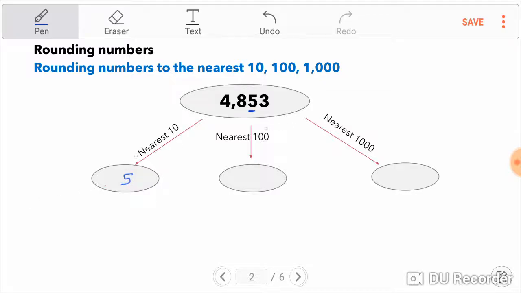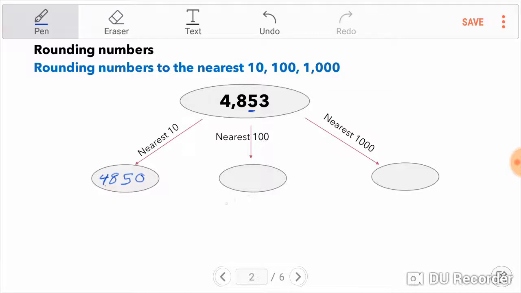Any digit to the right of the 10 column we replace with 0 in our rounded number. We just keep all the digits to the left of the 10 column the same in the rounded number. The rounded number is 4,850.